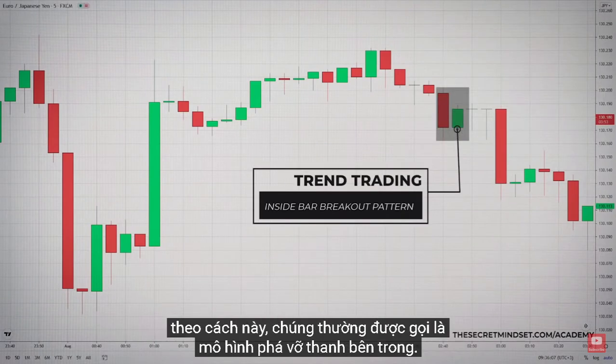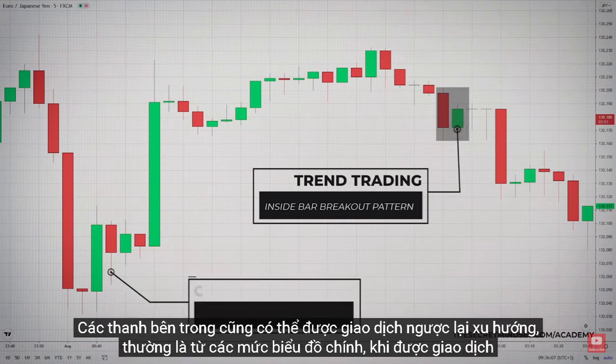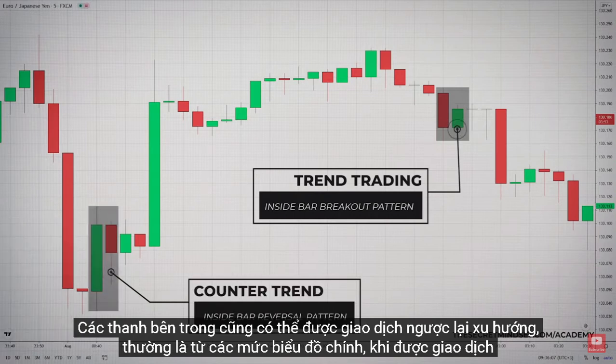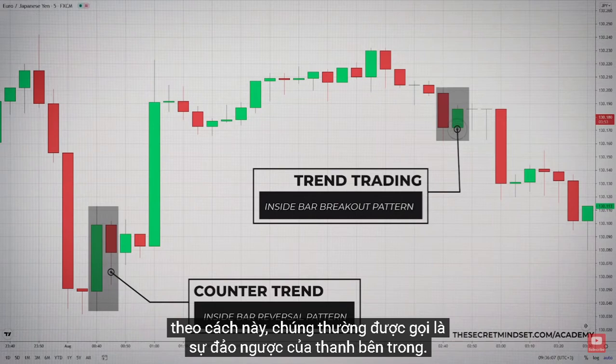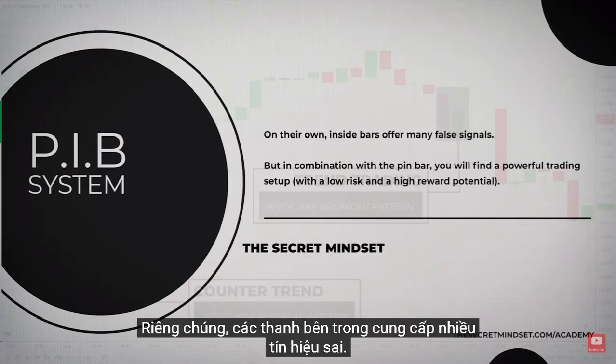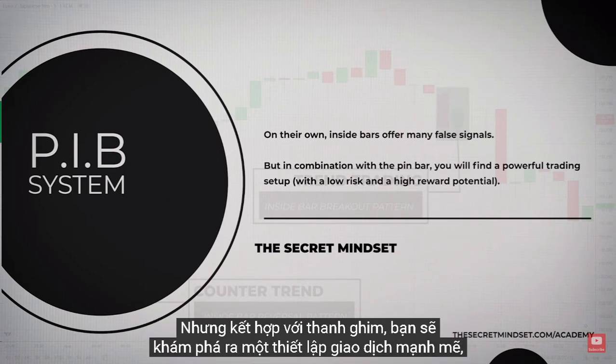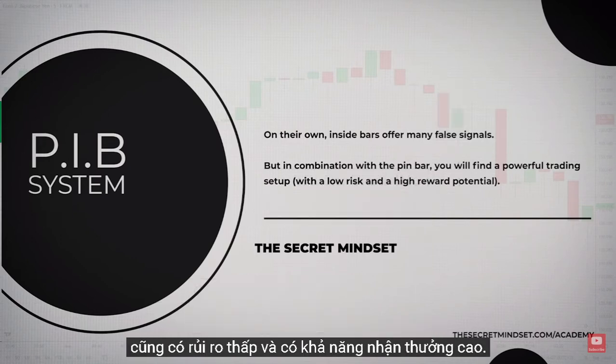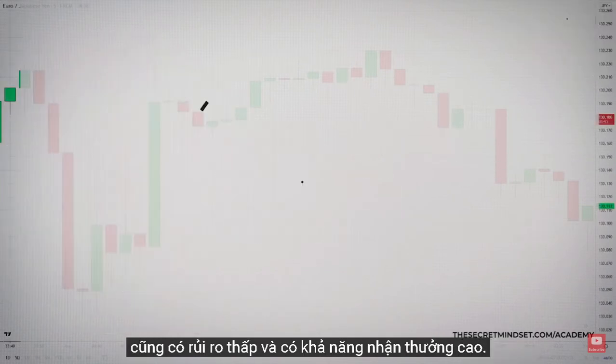When traded this way, they are typically referred to as an inside bar breakout pattern. Inside bars can also be traded counter trend, typically from key chart levels. When traded this way, they are often referred to as inside bar reversals. On their own, inside bars offer mixed signals, but in combination with a pin bar, you will discover a powerful trading setup, which is also low risk and has a high reward potential.